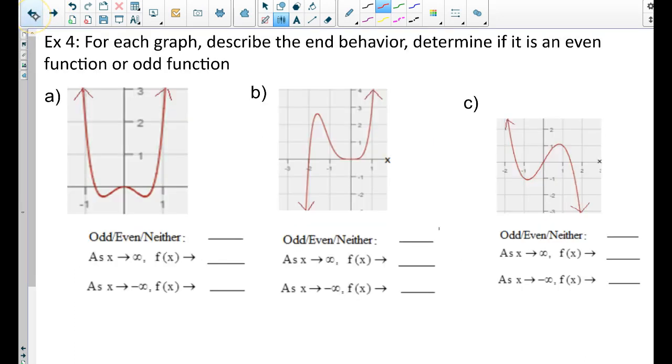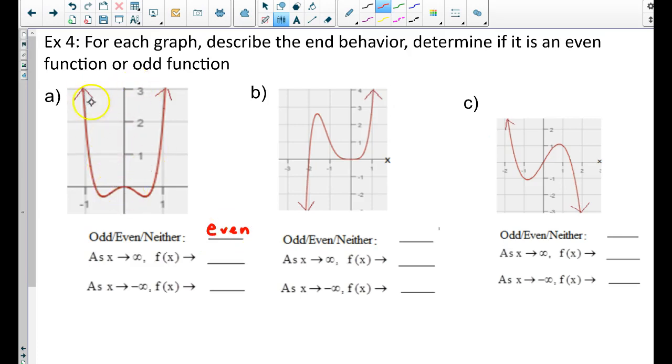Whoop, I skipped a page. Okay, so for each graph, describe the end behavior and determine if it's an even function or odd function. So this particular graph looks symmetric with respect to the y-axis. So what do you think? It's even.